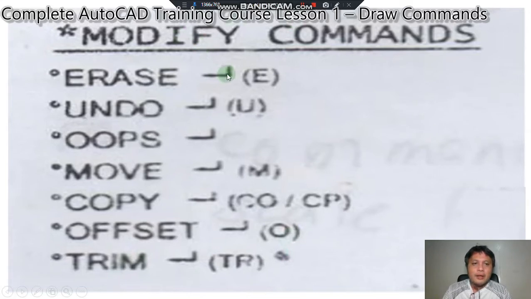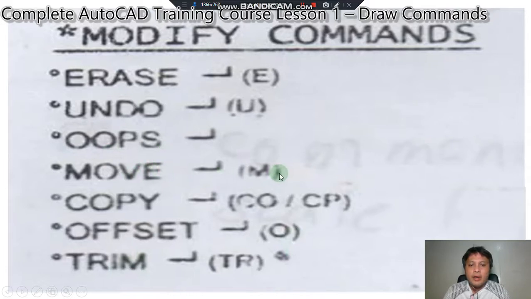For erase, we have the E command. Shortcut natin E. Pwedeng whole word na erase or E. Then for undo, we have U. For oops, we have no shortcut. So we have to type the whole word oops.